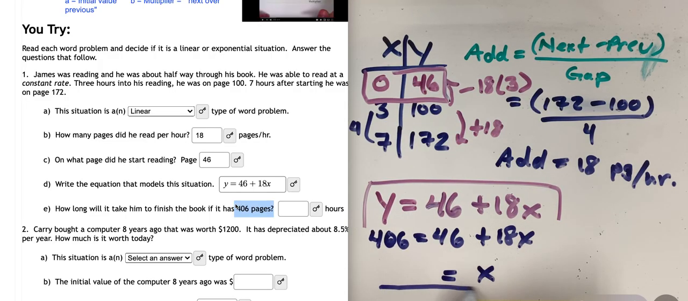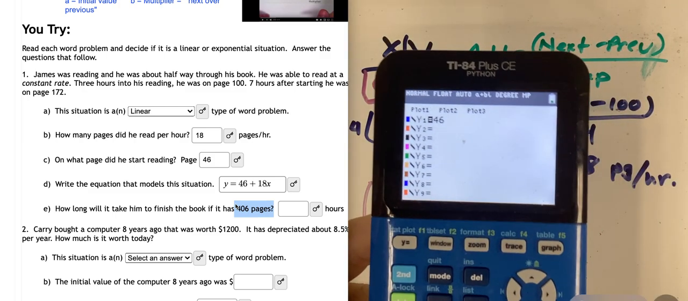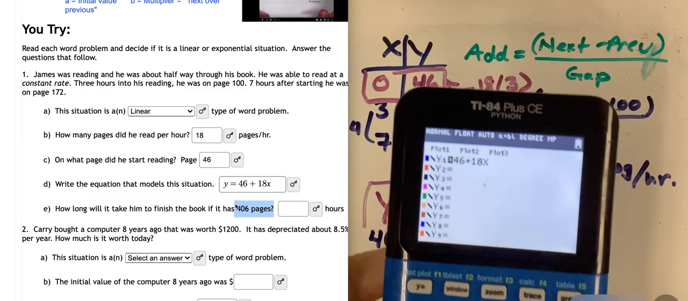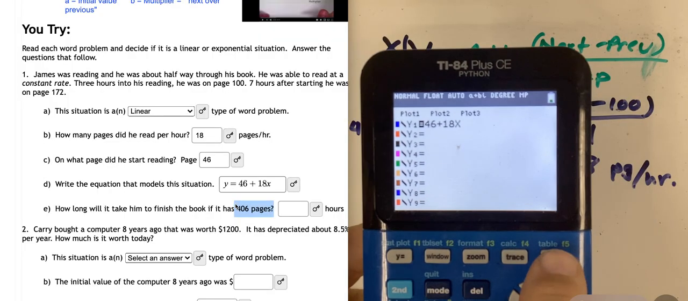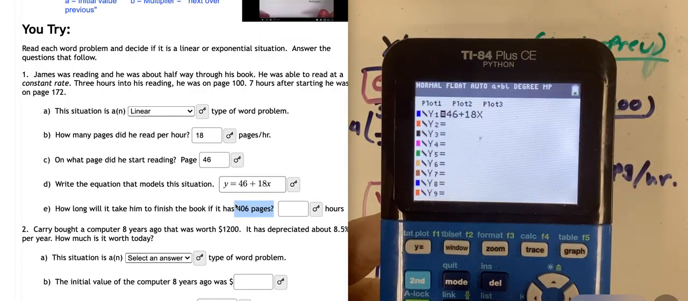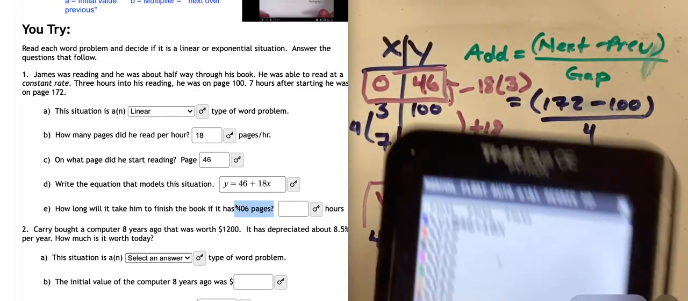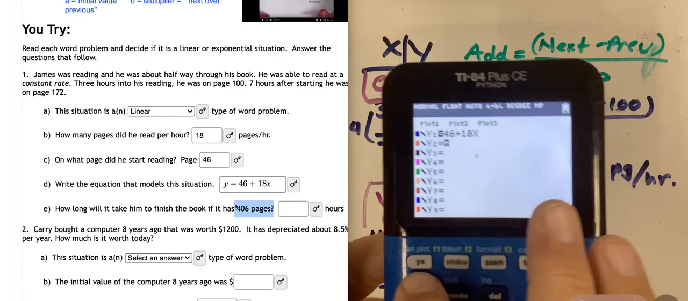But on the other ones that are exponential, you're going to need to use a calculator skill to answer those questions when they ask how long until something is going to happen. So we're going to practice that with the linear one here as well. Let's put that equation into our calculator and just say 46 plus 18x, like this. And then what you're going to do next is you're going to go to the table. Right above your graph key here, it says table. We're going to watch the pages grow from page 46, and then going up 18 per hour. Let's check the table out.